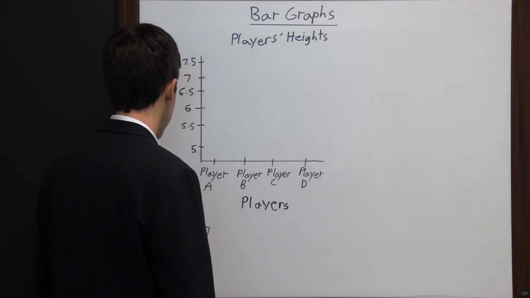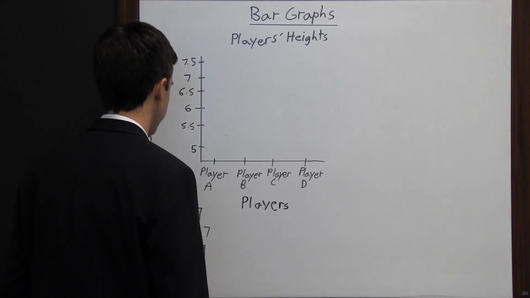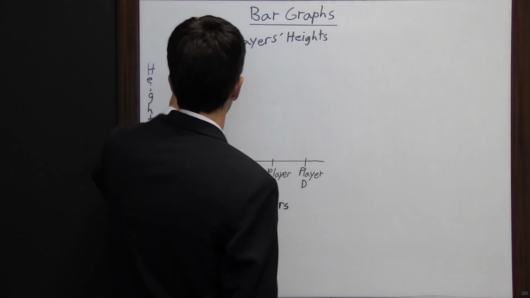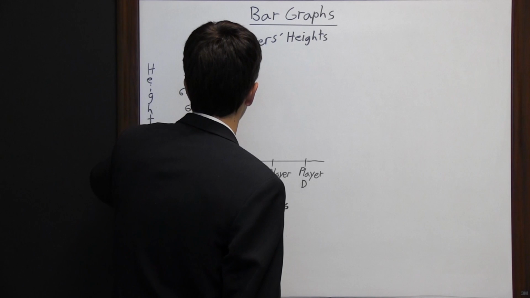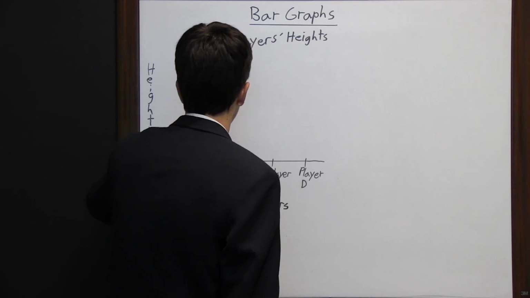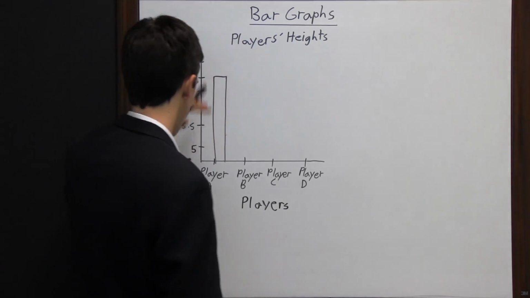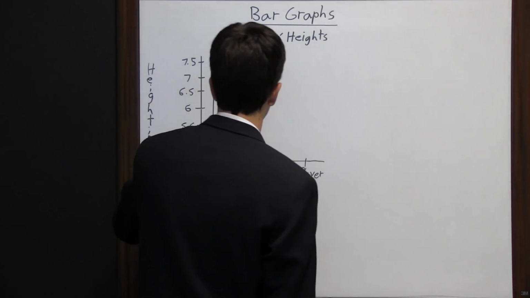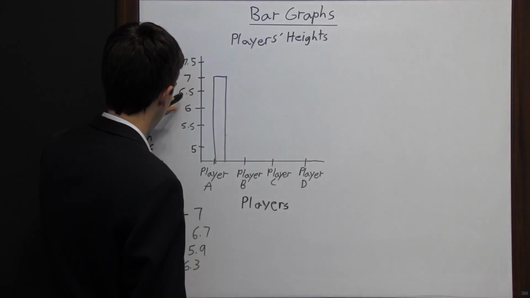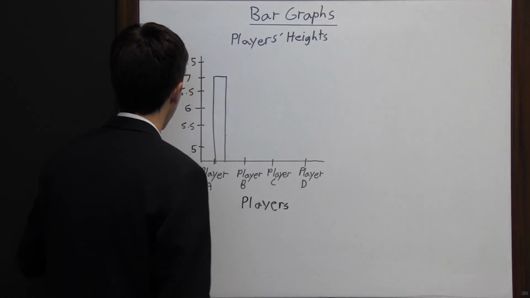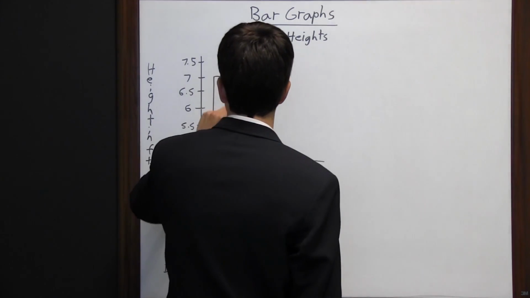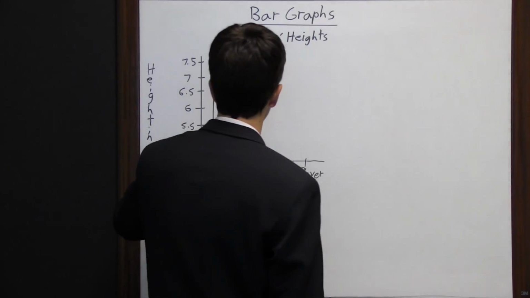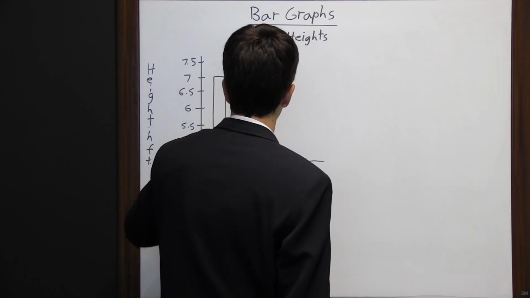For player A, we see that that person is 7 feet tall. So we're going to go over to player A, and then go up to 7 feet. We're going to draw a line right there and come down like this. And this is why it's called a bar graph, because it's a bar. Now B is 6.7 feet. So we go over to player B, and we notice that 6.7 isn't actually labeled anywhere on here. So we're just going to guess that 6.7 is about right there, a little bit higher than 6.5. And again, we're going to draw a bar.